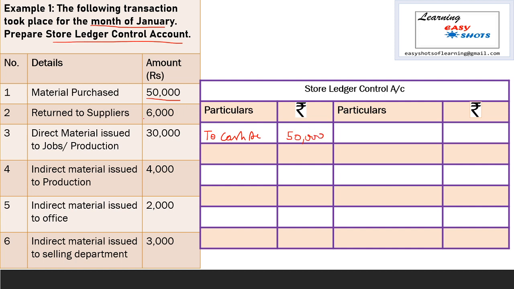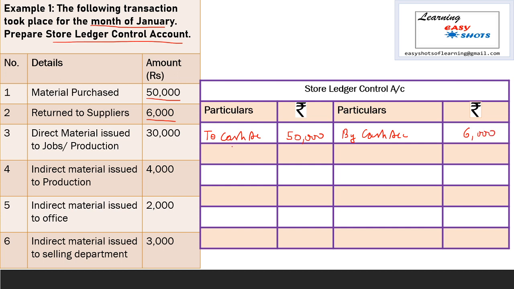Our next transaction is return to supplier. When the material is returned to the supplier due to some damage or not being up to the mark, in that case the stores ledger control account is credited. So on the credit side we write by cash and the goods returned to the supplier costing rupees 6,000.